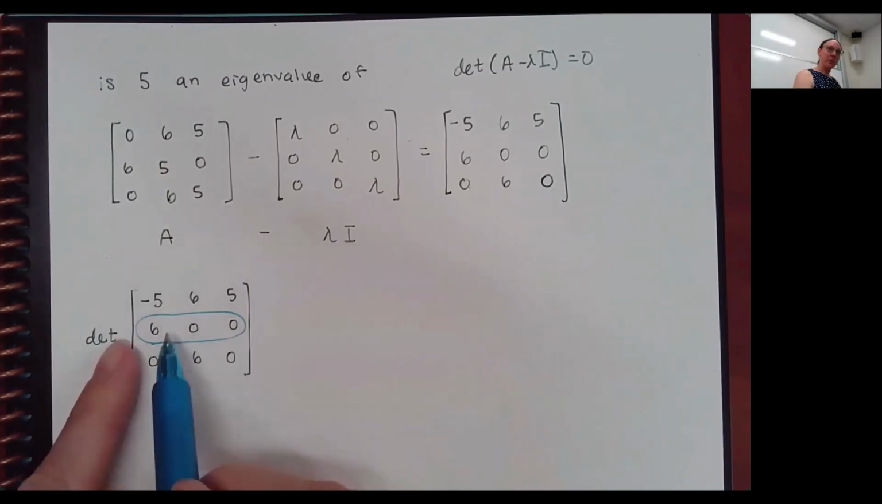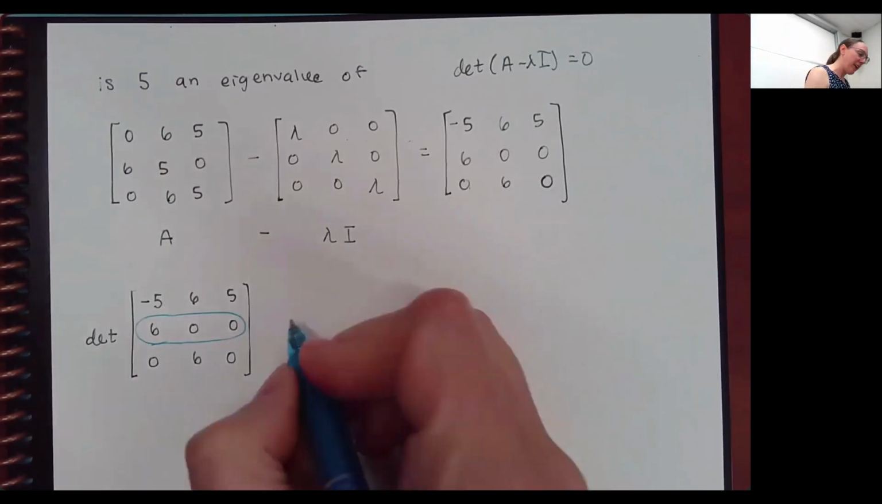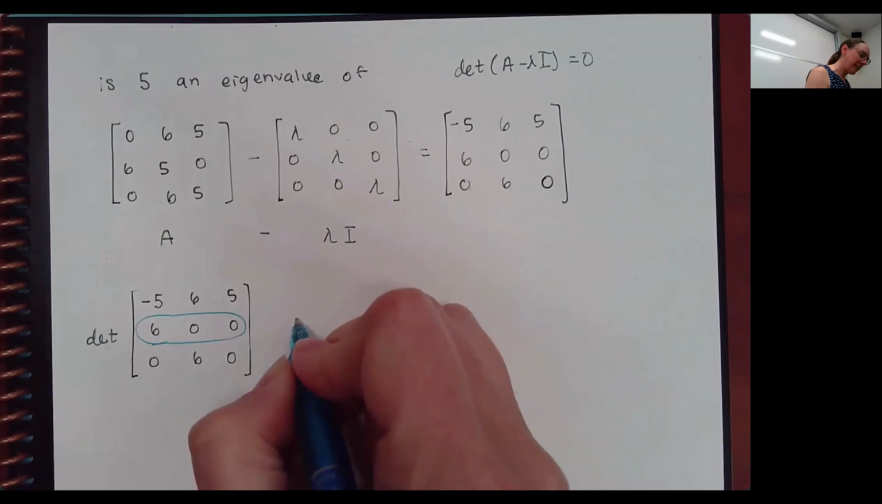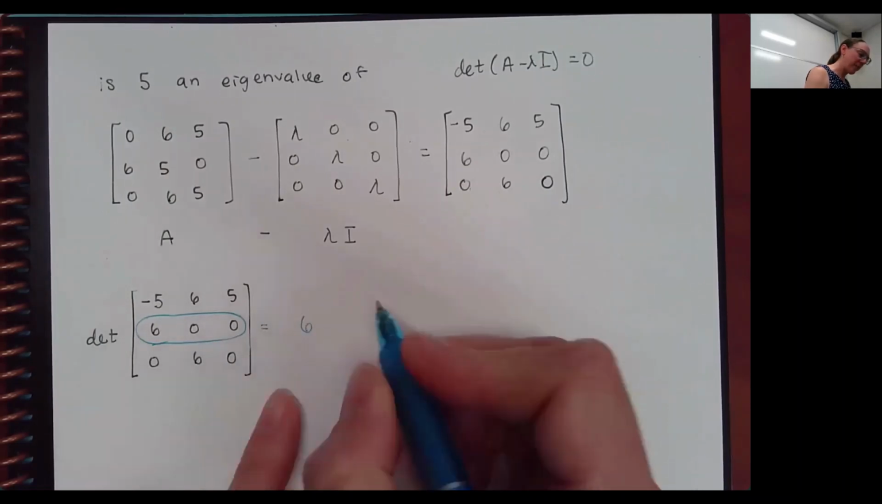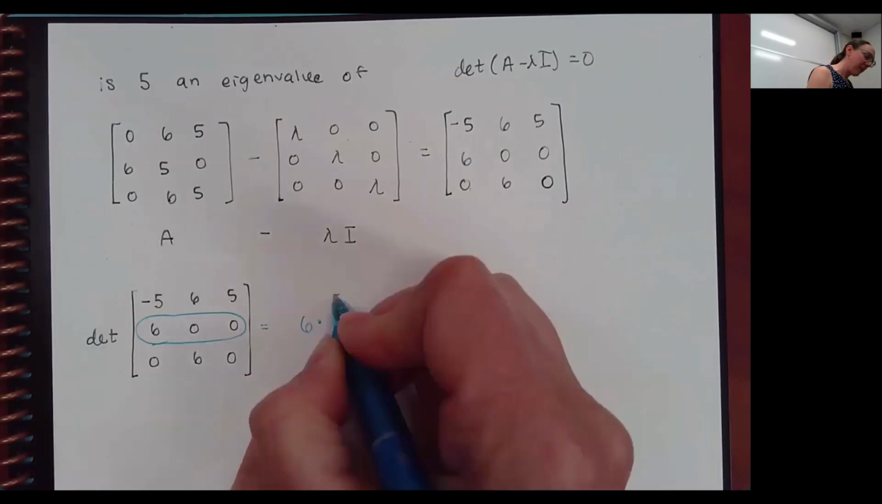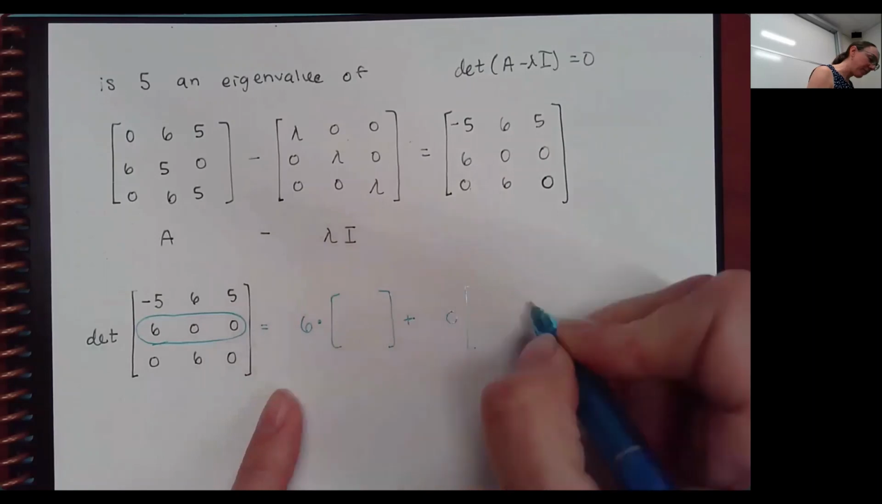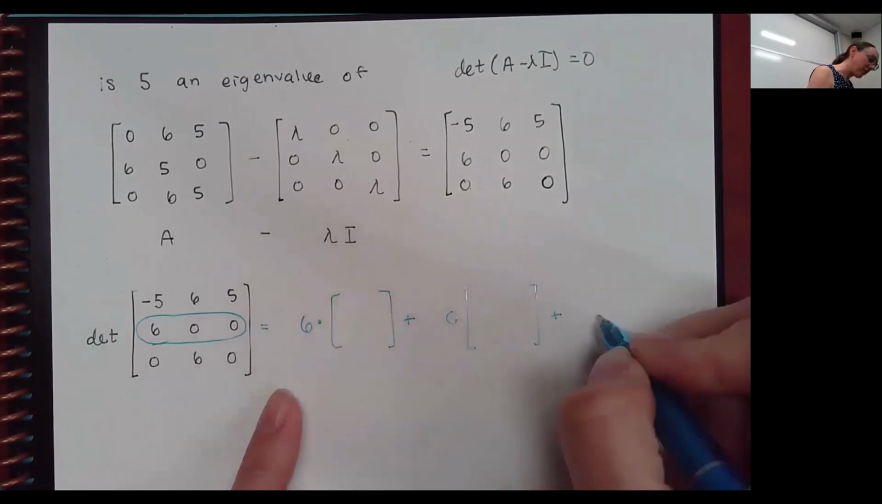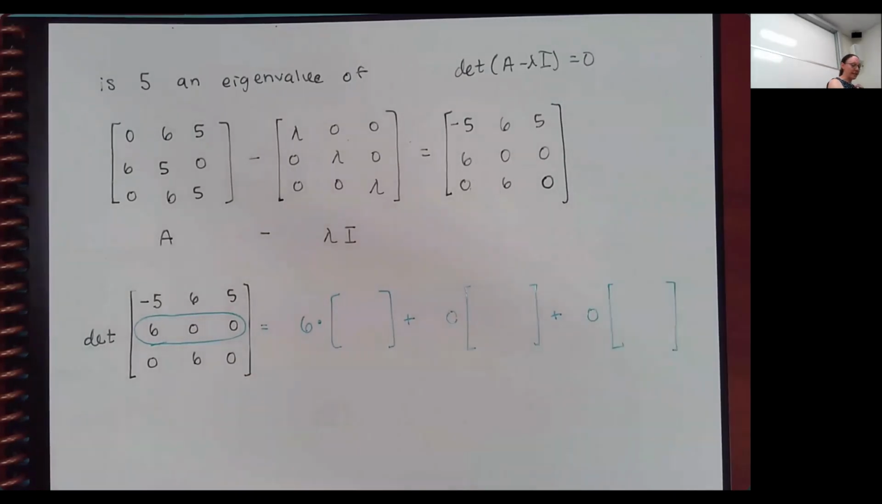I'm going to take the numbers in that row, the 6, the 0, and the 0, and I'm just going to put them over here. I'm going to do something else to them in a second, but for now, I'm just going to stick them over here. 6 times something plus 0 times something plus 0 times something.